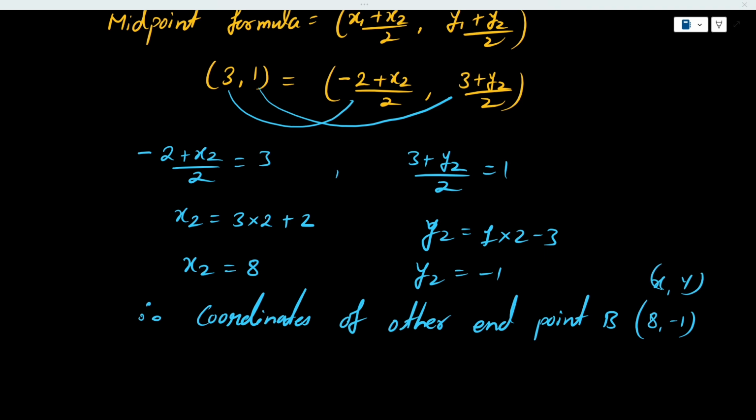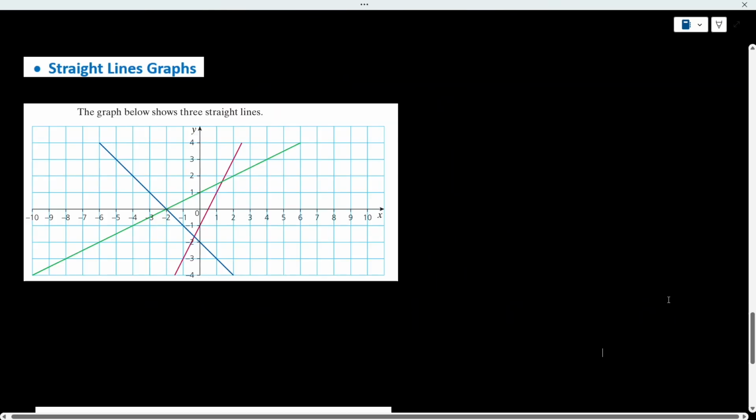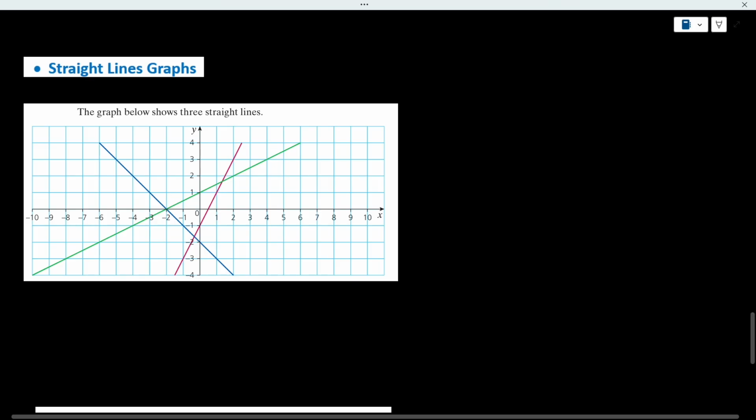Then after that you will learn about straight lines. After that we will see the straight line graphs. Now you know that straight line graphs, you always get whenever you join two points, you always get a straight line, a unique straight line. So here if you see, there are three straight lines. One is green in color, right? One is red, and here one is navy blue. So if I label these, I can say line L, line M and line N, correct?